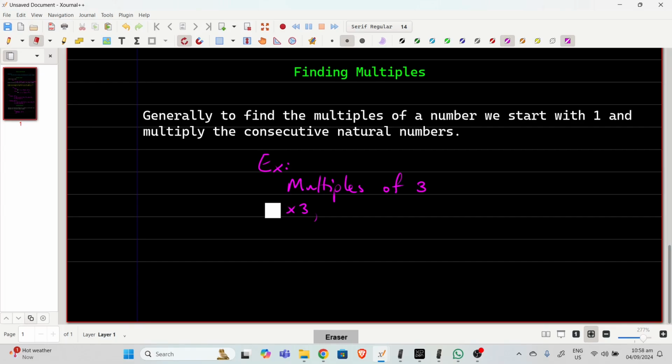Let me write it out here. 1 times 3, the next number times 3, and then the next number times 3, and then the next number times 3, and let me write that in different colors. So this is 2 times 3, then 3 times 3, and then 4 times 3. If you notice the numbers in white, these 1, 2, 3, and 4 all belong to the set of natural numbers. The resulting multiples you get when you work that out are 3, 6, 9, and 12, and those will be the multiples of 3.